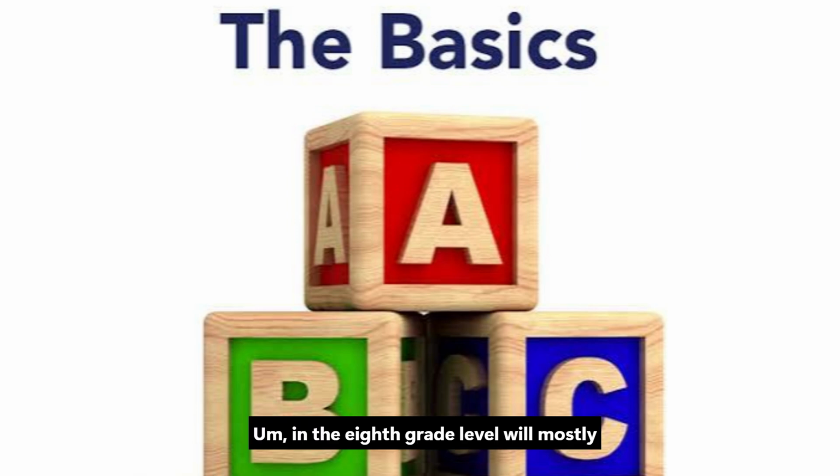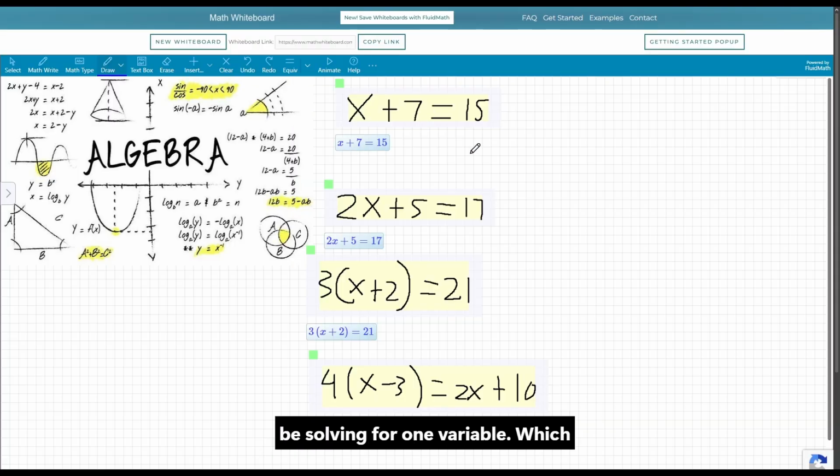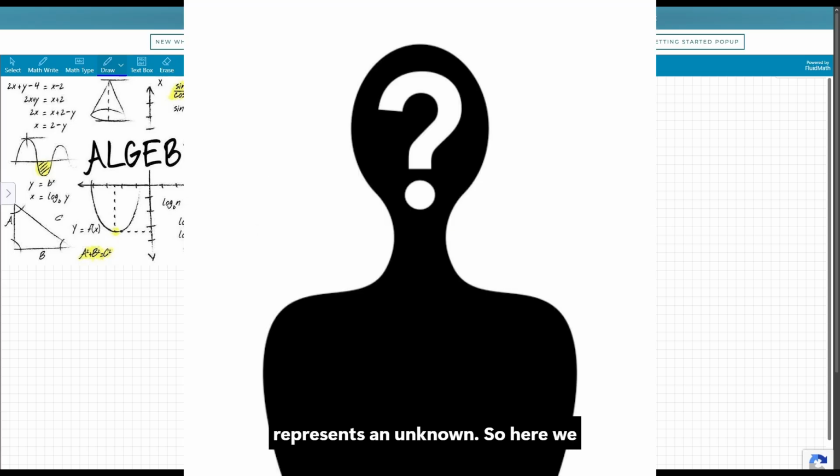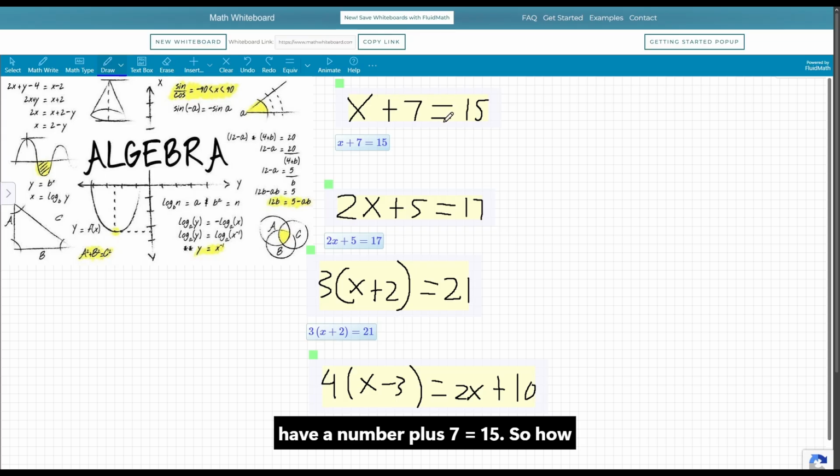In the 8th grade level, we'll mostly be solving for one variable, which is x. A variable is, let's say, a letter or something that represents an unknown. So here we have a number plus 7 equals 15. So how do we solve this? We can do x plus 7 equals 15.